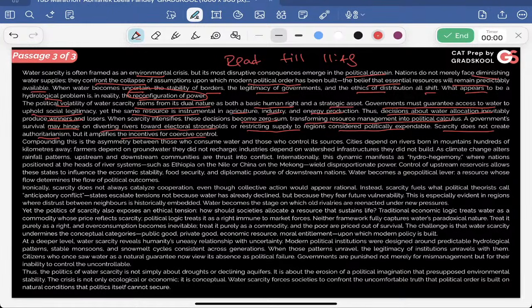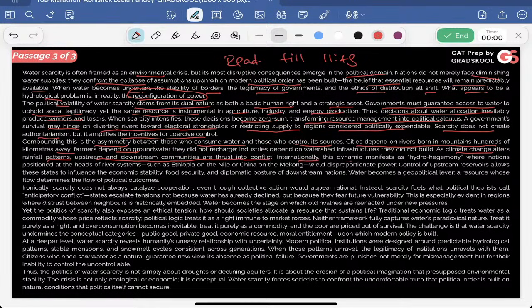That is coercive control. Compounding this is the asymmetry between those who consume water and those who control its sources. Cities depend on rivers born in mountains hundreds of kilometers away. Farmers depend on it too. Climate change alters rainfall patterns. Upstream, downstream communities are thrust into conflict.